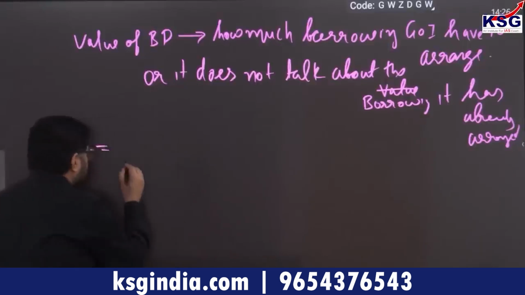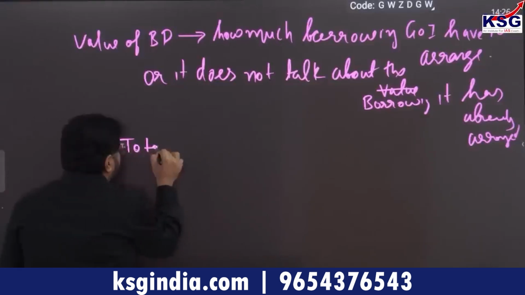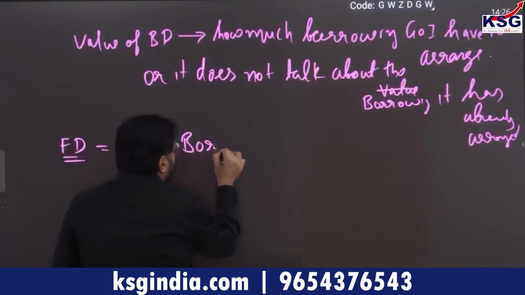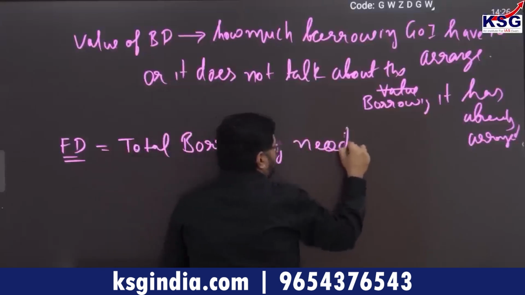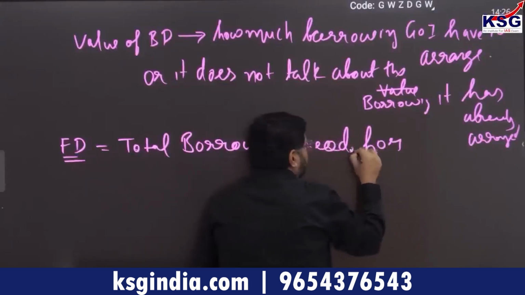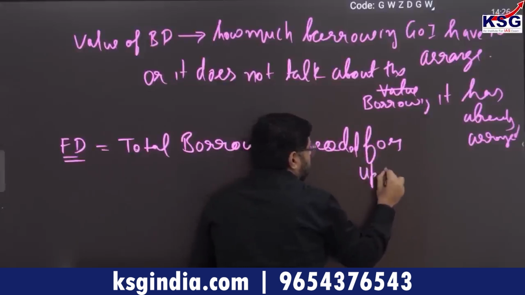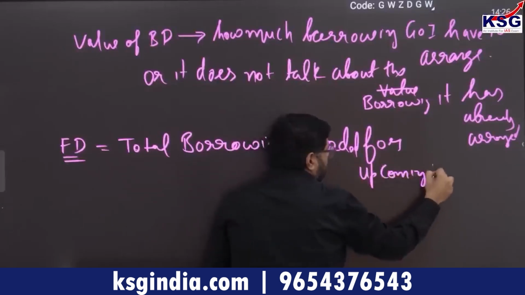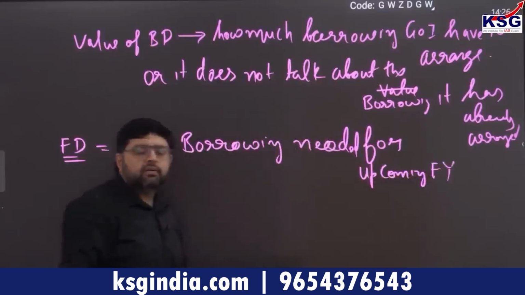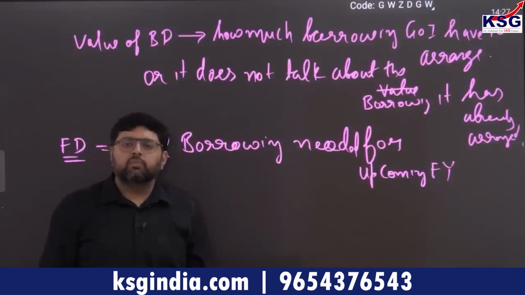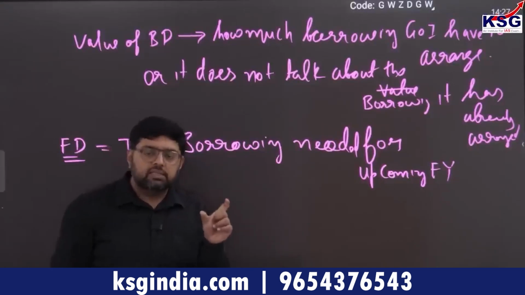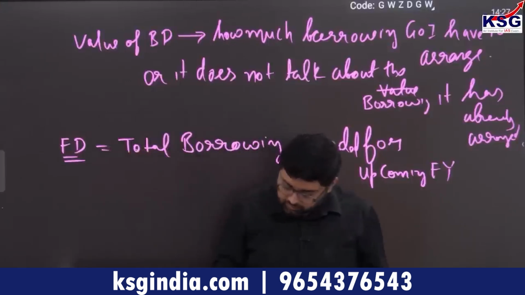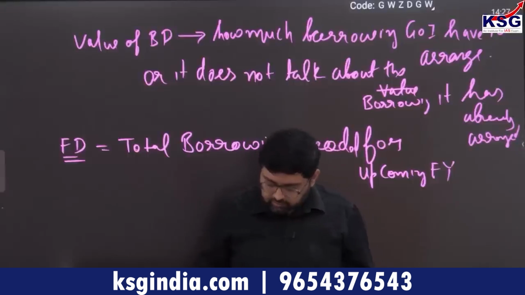So can we say that fiscal deficit talks about the total borrowing needed for the upcoming financial year? So I have mentioned that 17.8 lakh crore is the borrowing which the government of India is going to take. So this is the FD, this is the fiscal deficit value. Clear? Is it clear to everyone, the difference between FD and BD?